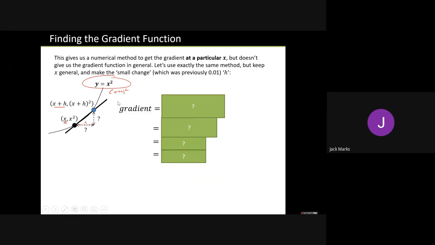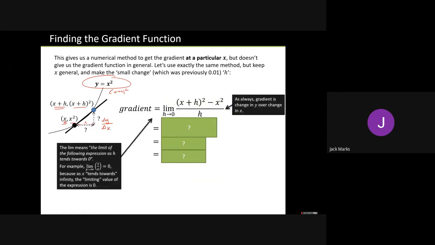Okay. So we're going to use this here, and there's something very similar to this in the formula booklet, by the way. We're going to use this, and we're going to do the difference in y's over the difference in x. So the difference in y is this x plus h squared bit here, take away this bit here. These are the two y's.